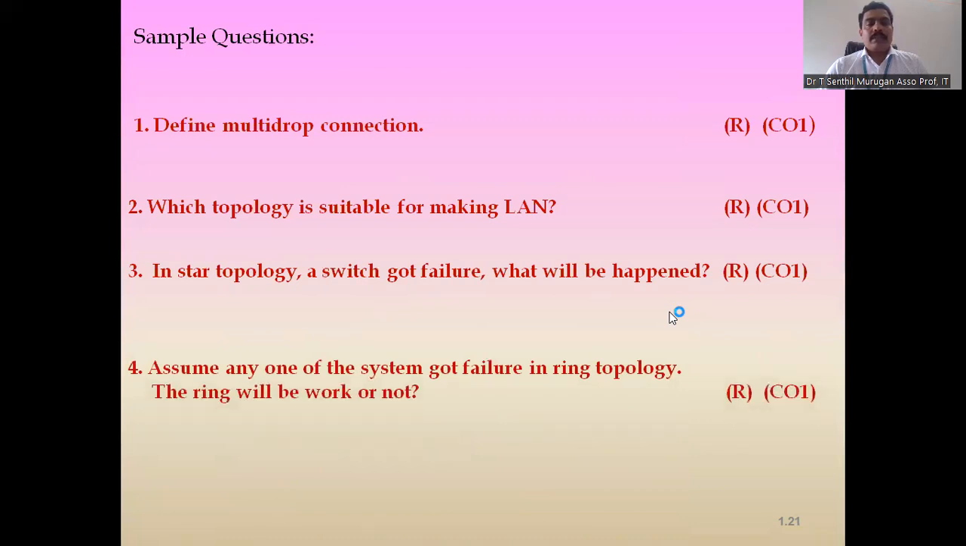So assume any one of the systems fails in the ring topology. Will the ring work or not? Think about it. A ring topology is there, and the systems are connected here, here, here. If a particular system fails, what will happen? Will the ring work or not? This system does not work, but the other systems are working. There is no problem in the ring topology.